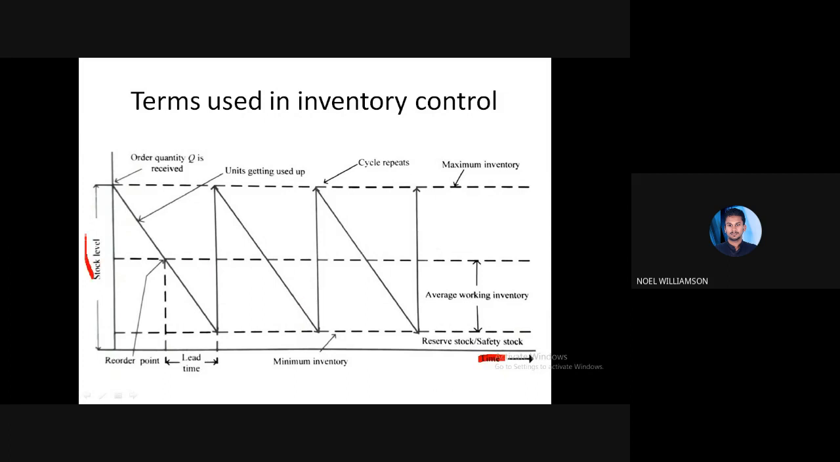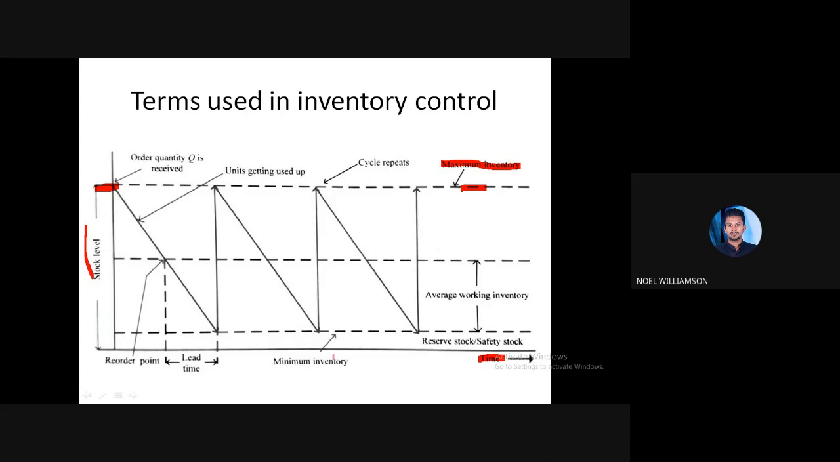So as the time increases, what happens? First of all, we have a stock in this range, full stock. This is the maximum inventory. Through some analysis, we have found that this is the maximum amount we can keep in the inventory. So this is termed as the maximum inventory level.